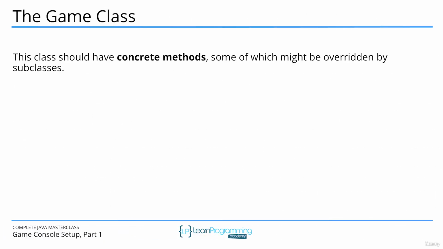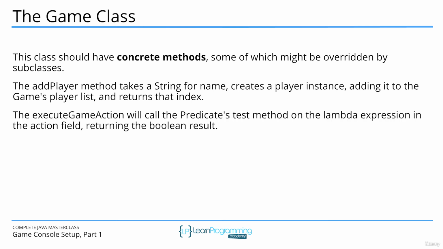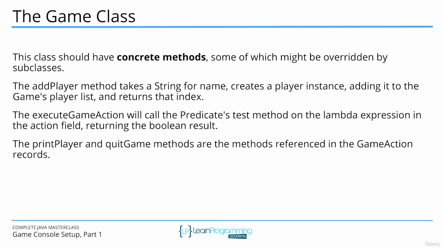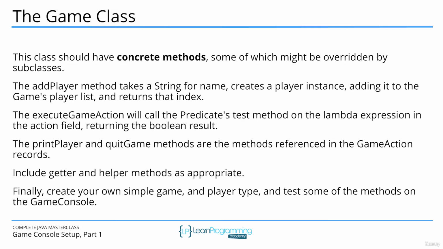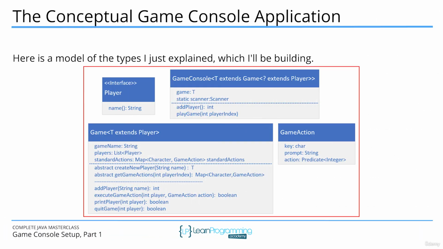This class should have concrete methods, some of which might be overridden by subclasses. The addPlayer method takes a string for name, creates a player instance, adds it to the game's player list, and returns that index. The executeGameAction will call the predicate's test method on the lambda expression in the action field, returning the Boolean result. The printPlayer and quitGame methods are the methods referenced in the GameAction records. Include getter and helper methods as appropriate. Finally, create your own simple game and player type and test some of the methods on the game console. Here is a model of the types I just explained, which I'll be building.